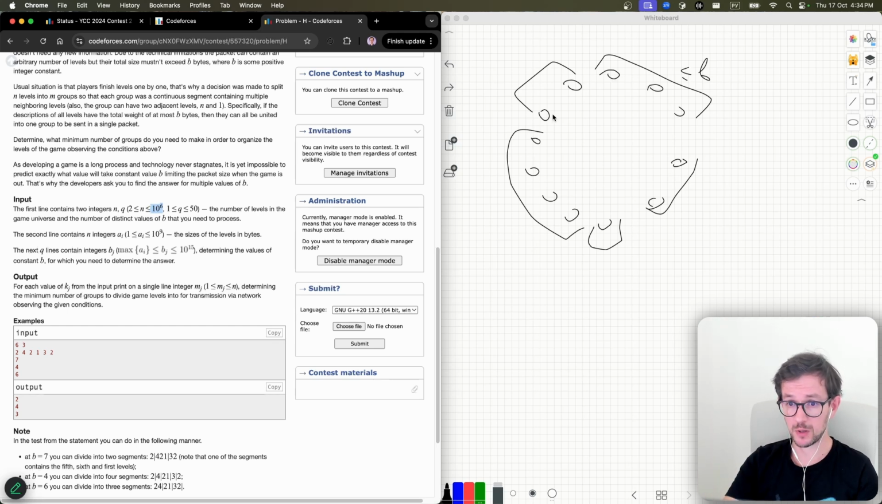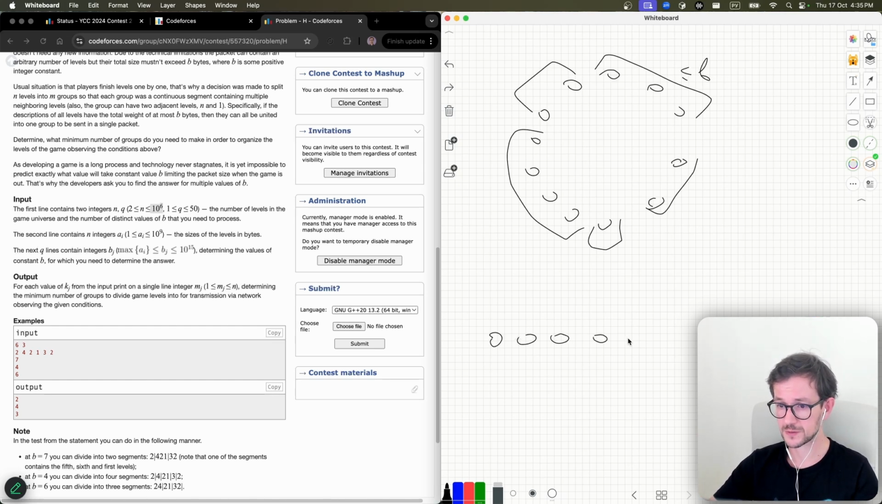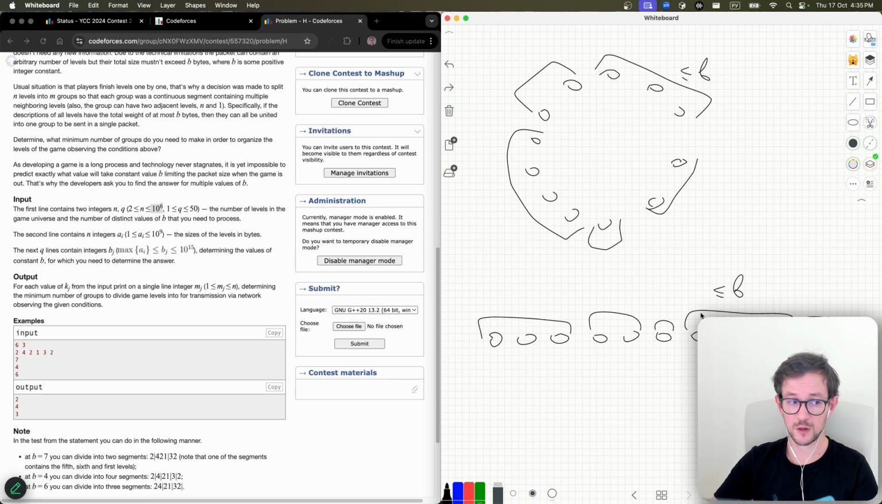What's the trick of this problem? The trick of the problem is you have this cycle. If you have the same problem, but in a row, so if you just break this cycle and have a row of elements, and you want to split them into groups such that each group is not greater than b, then how do you do it?